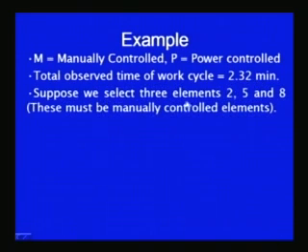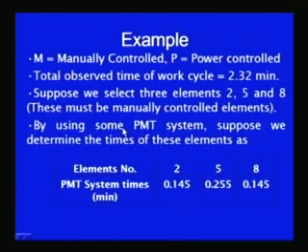Suppose we select 3 elements, 2, 5 and 8, which are done manually, and the time values are also obtained for these elements from the PMTS table. Suppose we get these time values for the same elements 2, 5 and 8 from the PMTS table: for element number 2 it is 0.145, for element 5 it is 0.255, and for element number 8 it is 0.145.